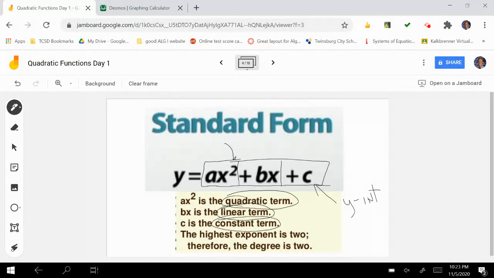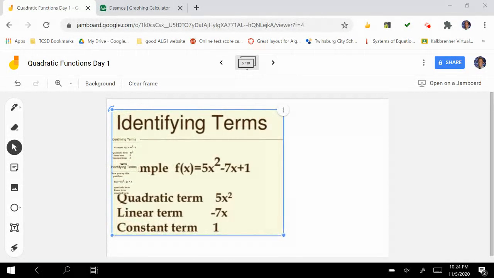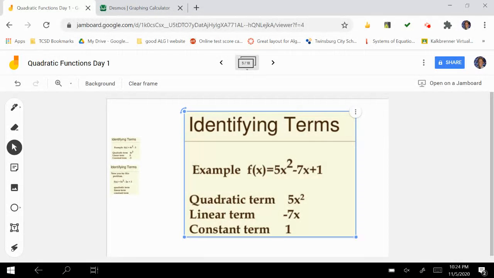So again, the highest exponent is 2 for a quadratic function. Therefore, the degree is 2. That's why we call it a quadratic term. So there could potentially be up to 3 parts. The one part that you need to have is this term, the x squared term, all right? If we don't have the x squared term, it's either linear or it's just a constant.